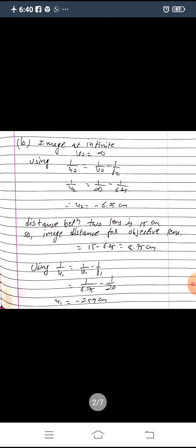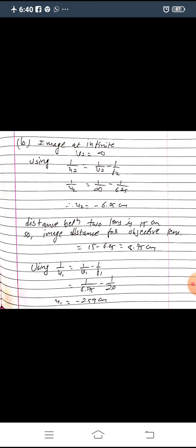Now the second part asks: what should be the object distance from the objective if the final image is formed at infinity? For the eyepiece the image is at infinity, so V2 is equal to infinity. Using the lens formula we get U2 as 6.25 centimeters. The distance between the two lenses is 15 centimeters. Therefore the image distance from the objective lens is 8.75 centimeters.